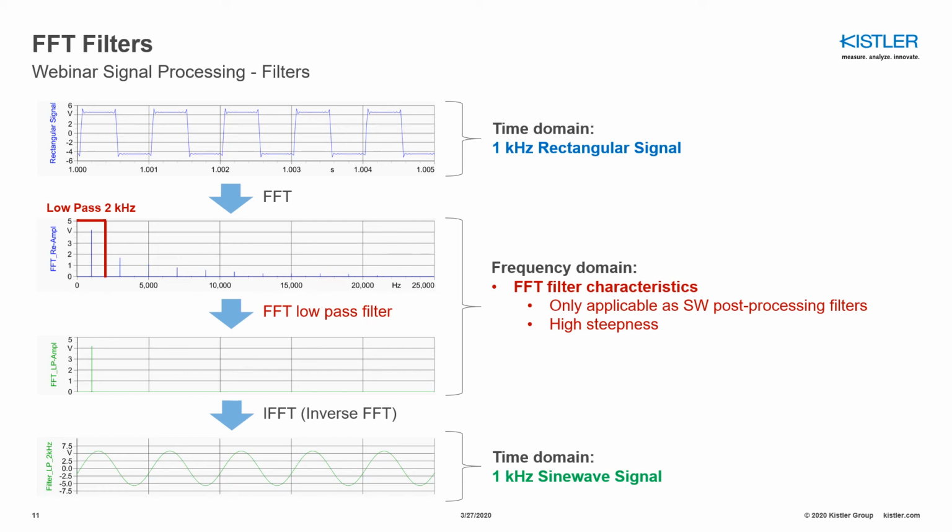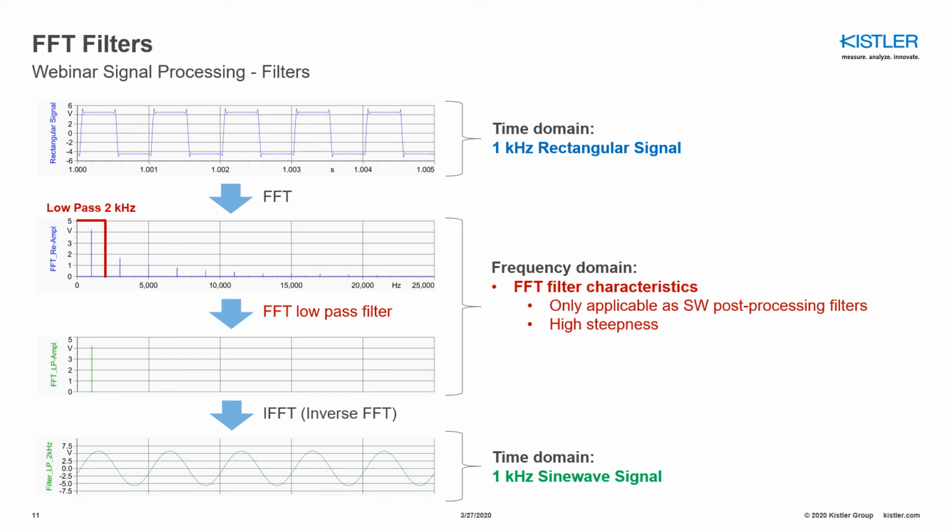And now what we are going to do is apply a low pass 2 kHz FFT filter, which is indicated in red in the second graph. A special characteristic of this FFT filter is that it has a very high steepness. That means it really sharply cuts right at the cutoff frequency, in this case 2 kHz.